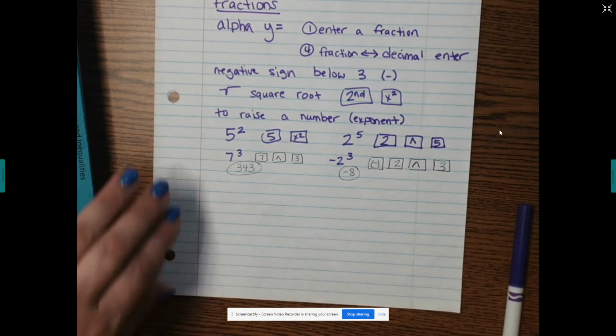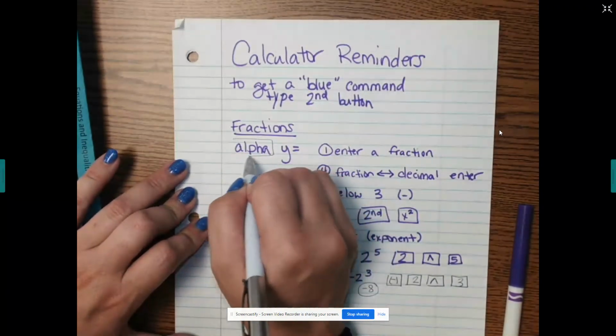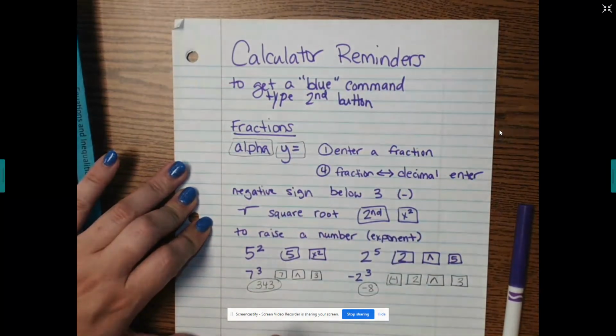Okay. So I guess I should have done this. The alpha is a button. The y equals is a button. Okay.